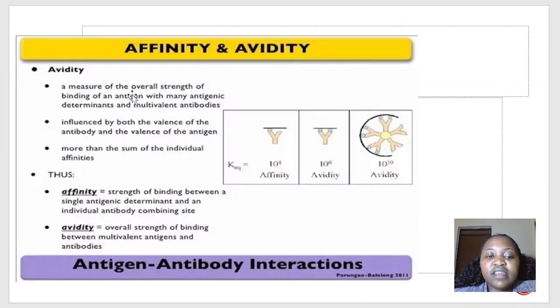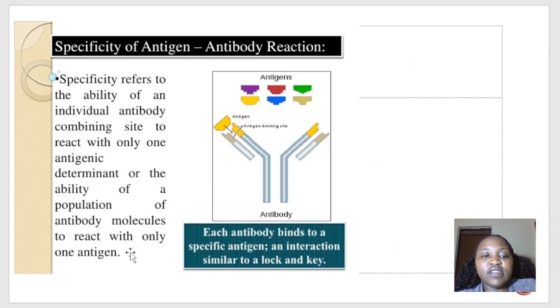So, in summary, avidity is the measure of the overall strength of binding of an antigen with many antigenic determinants as well as multiple antibodies. This is influenced by both the valence of the antibody and the valence of the antigen, and is more than the sum of the individual affinities. So affinity is finally the strength of binding between a single antigenic determinant and an individual antibody combining site. And avidity is the overall strength when we are binding between multivalent antigens and multivalent antibodies.